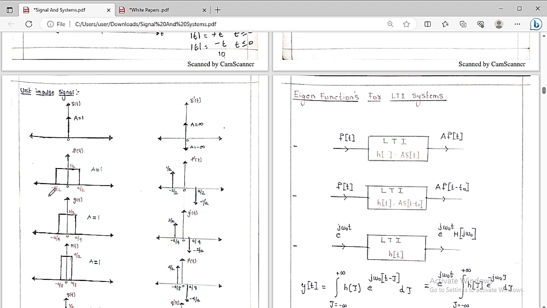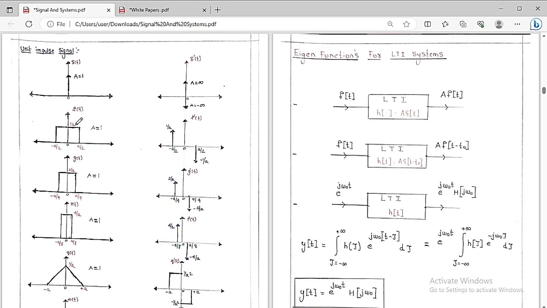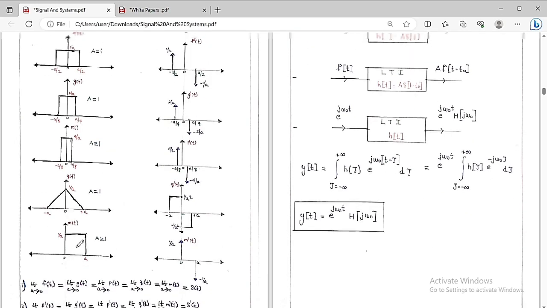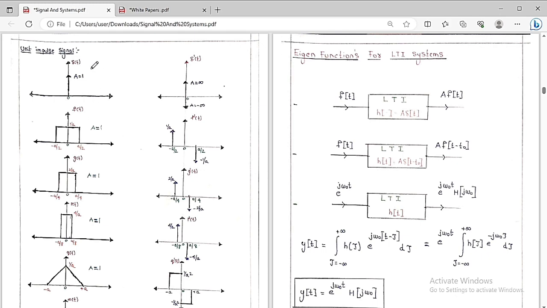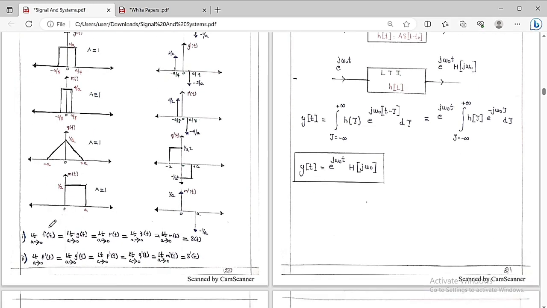If a tends to 0, this width is going to decrease and the height will increase, and still the area is equal to 1. So for all the signals, if limit a tends to 0 for f of t, g of t, p of t, q of t, m of t, then all these are going to tend to delta of t. The same thing: limit a tends to 0 of f of t, or of g of t, or of p of t, or of q of t, or of m of t. All these are going to give you delta of t.